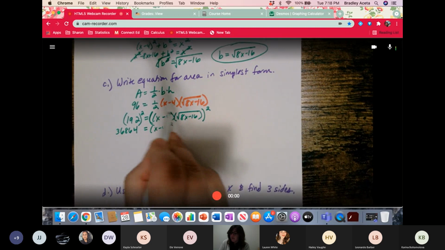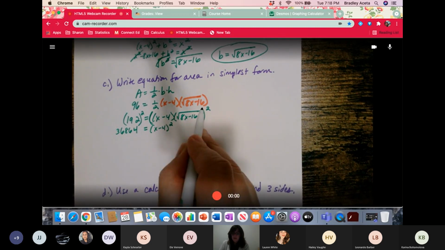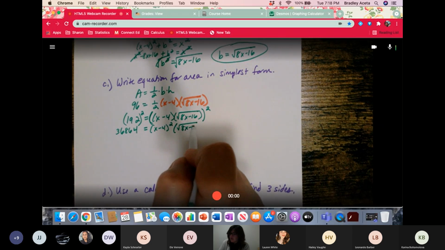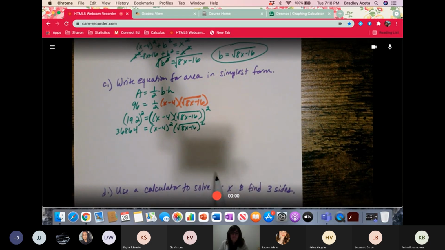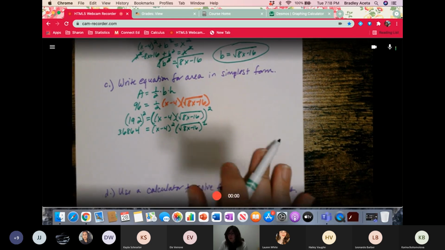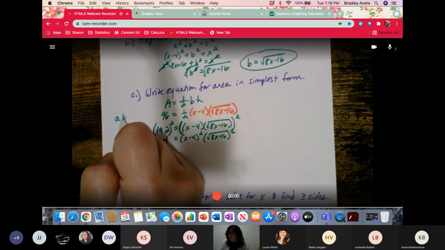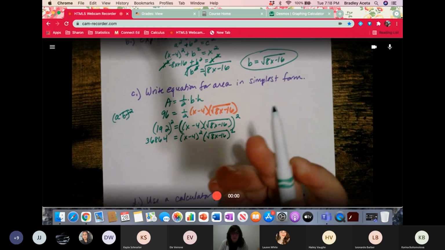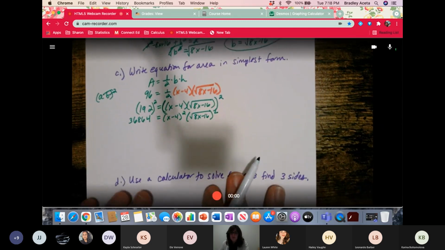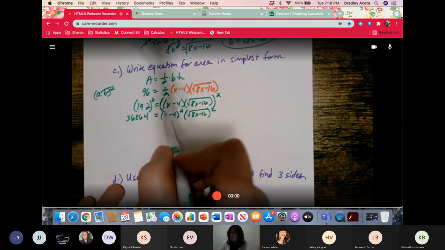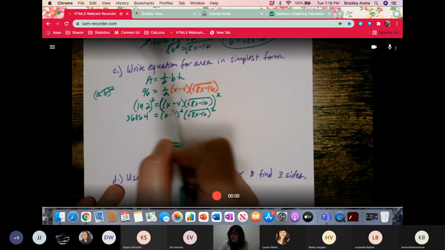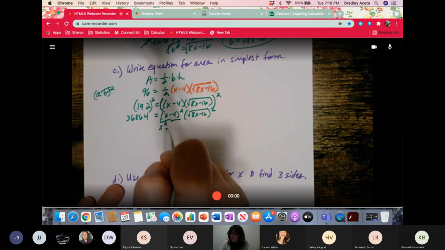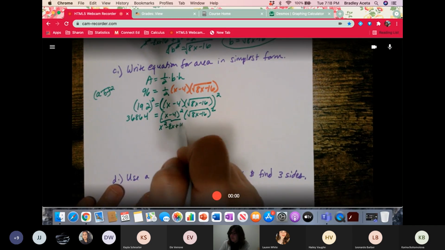I'm taking this factor and squaring it. And then I'm taking this square root of 8x minus 16 and squaring it. Why am I allowed to do that? Because the rule says any two things that you're squaring together, you just do a squared times b squared, as long as there's no plus in between. Even though this has a minus in between, this is still a binomial. I can still FOIL this out. This is x squared minus 8x plus 16.